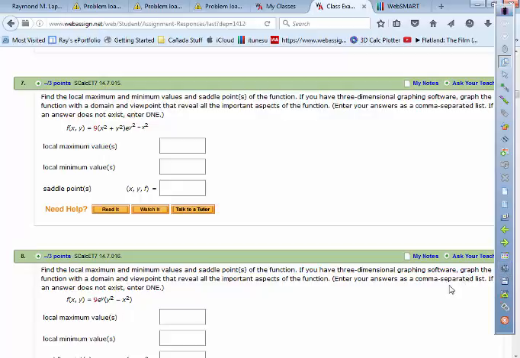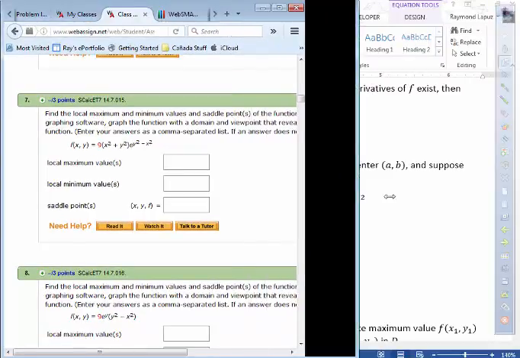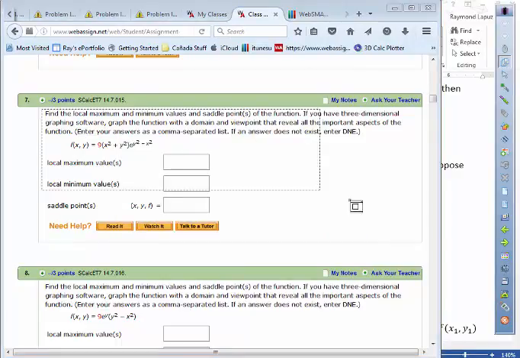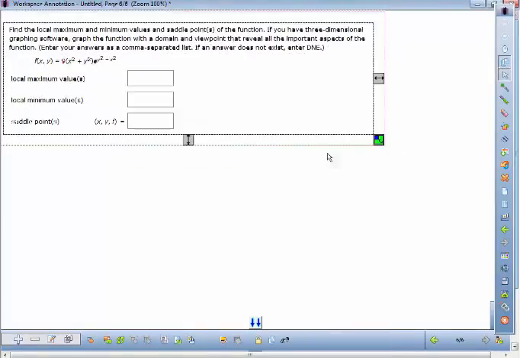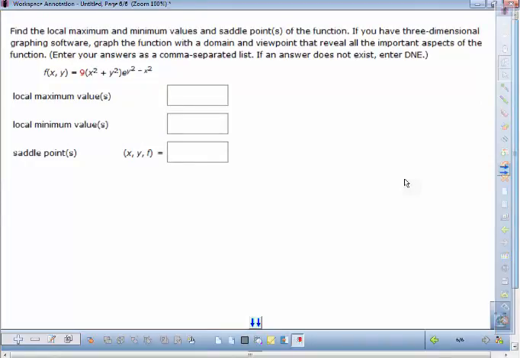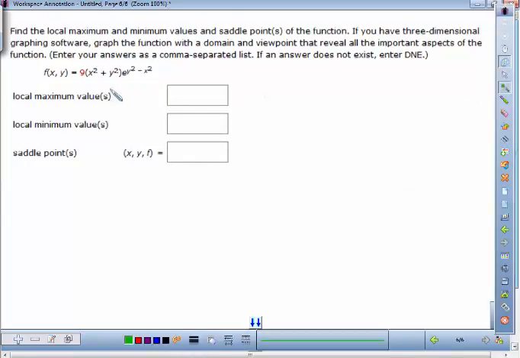All right, maybe let's try number 7 over here. Find the local maximums and minimums and saddle points, and graph if you can. So, oh boy, oh man. All right, let's do it. We need to find critical points first, fx. It looks like a product rule.